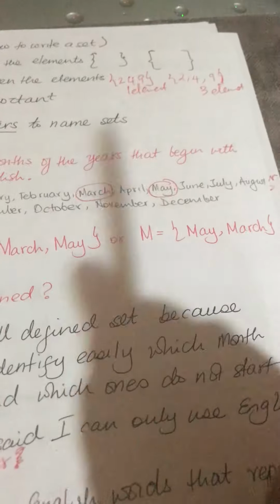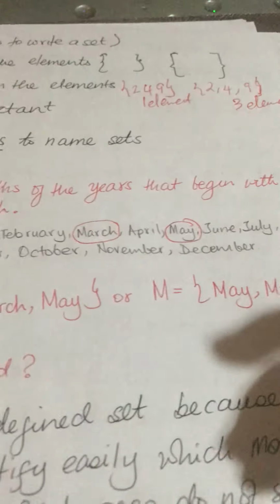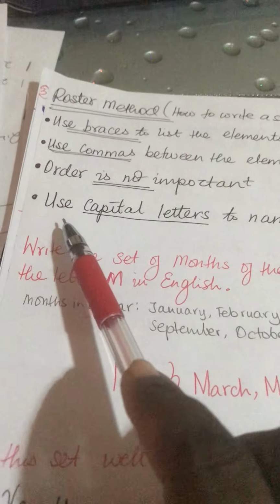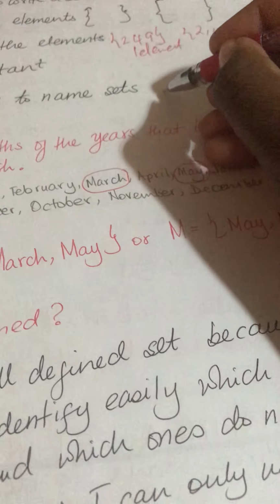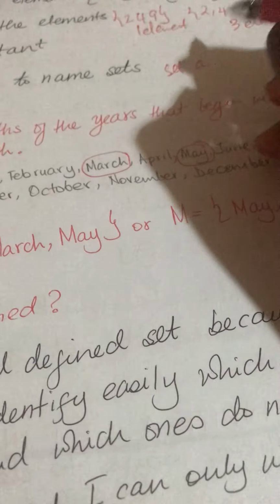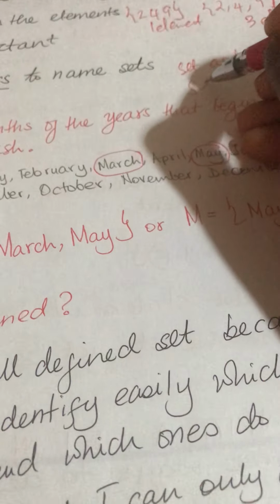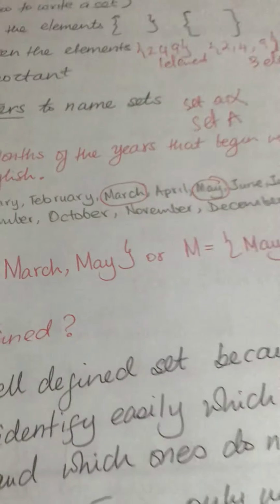Order is not important. So I can write 9, 4, 2, or 4, 2, 9. It's the same thing. You must use capital letters to name the set. You cannot say set a in lowercase. This will be wrong. You must say set A, capital letter.